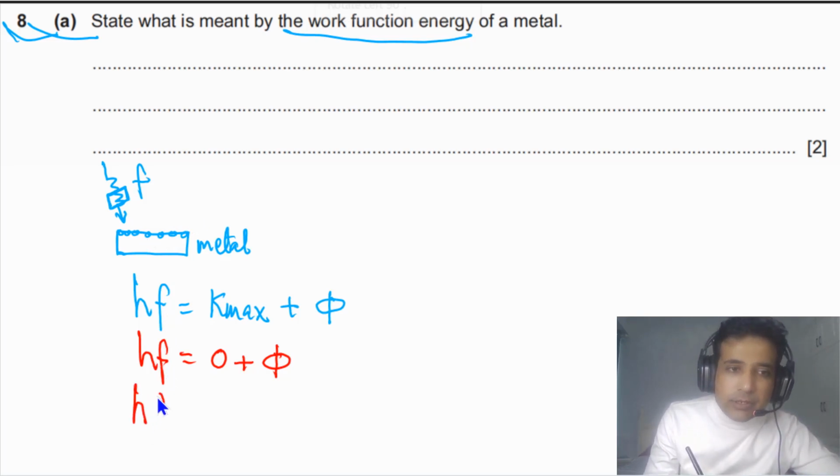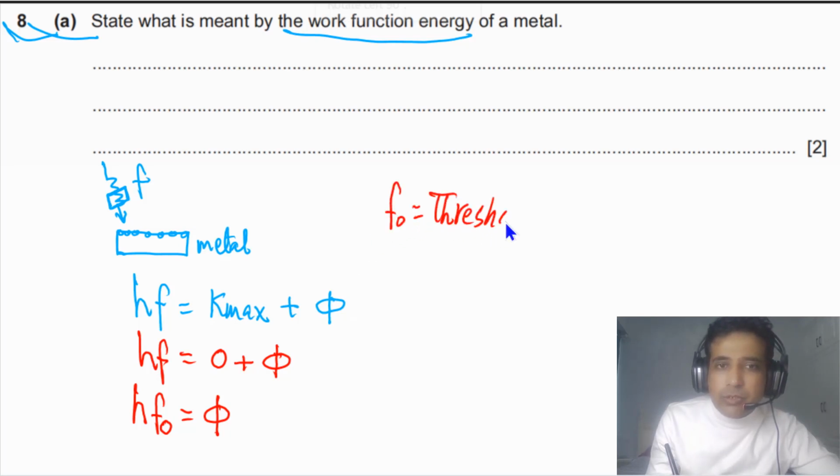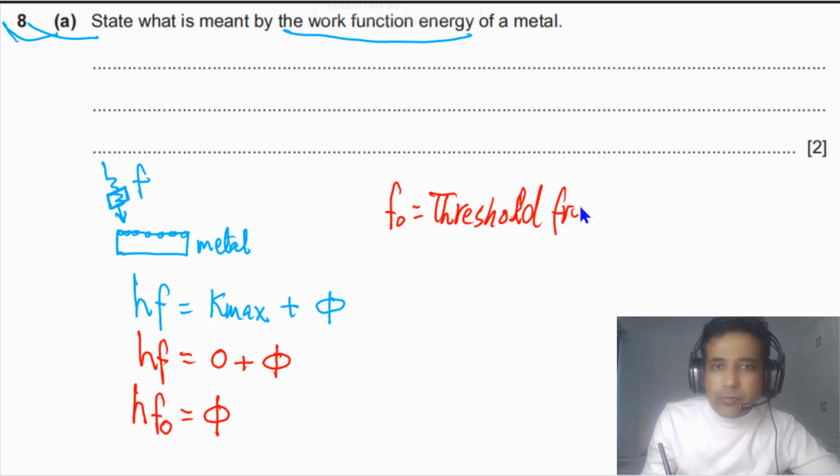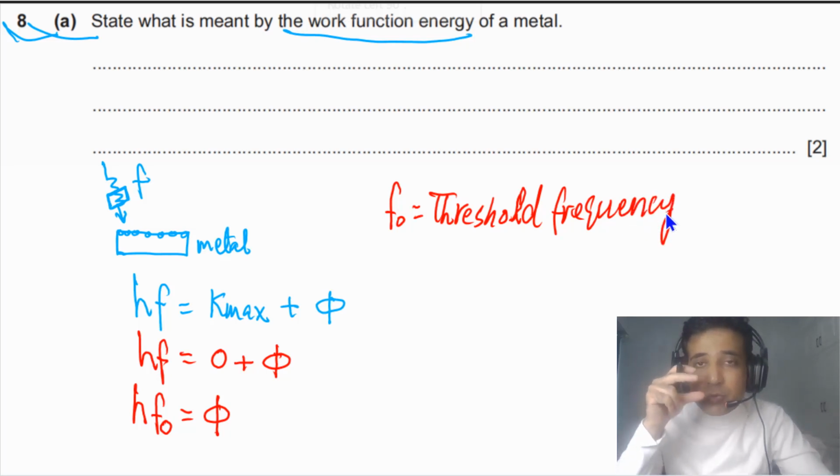This frequency we also call the threshold frequency. So f0 in this case is representing the threshold frequency. Next time they can ask you what is threshold frequency. Threshold frequency means the minimum frequency of electromagnetic radiation required to release an electron from the surface of the metal with 0 kinetic energy. So you can also define threshold frequency.